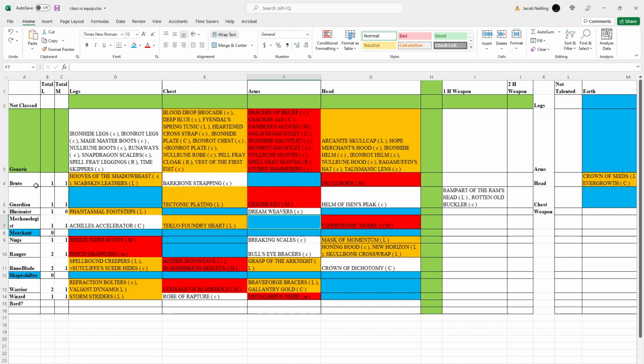So if we go from top to bottom here, I'll just spell this out for you. Brute does not have an arm. So that is a possibility in Everfest. Guardian does not have a leg. That is a possibility in Everfest. Illusionist does not have a chest. That means that is a possibility. Illusionist does not have a head, so that's a possibility.